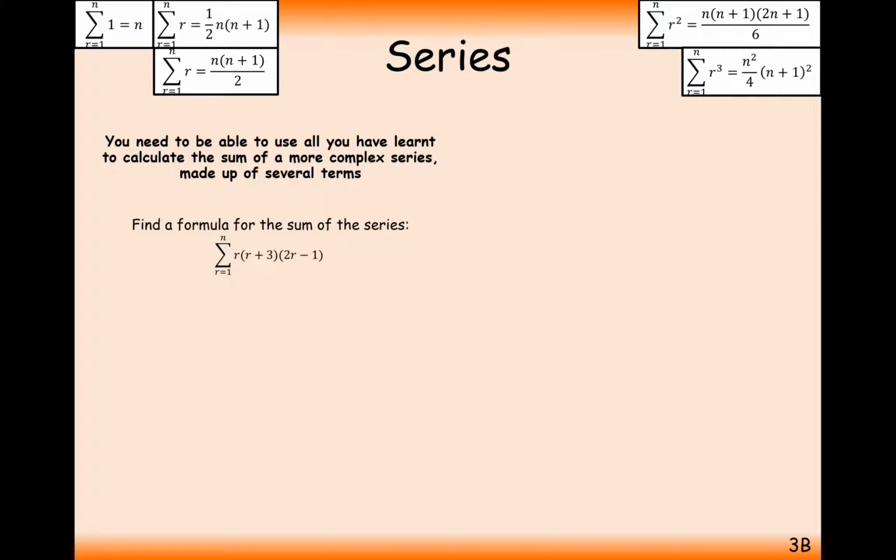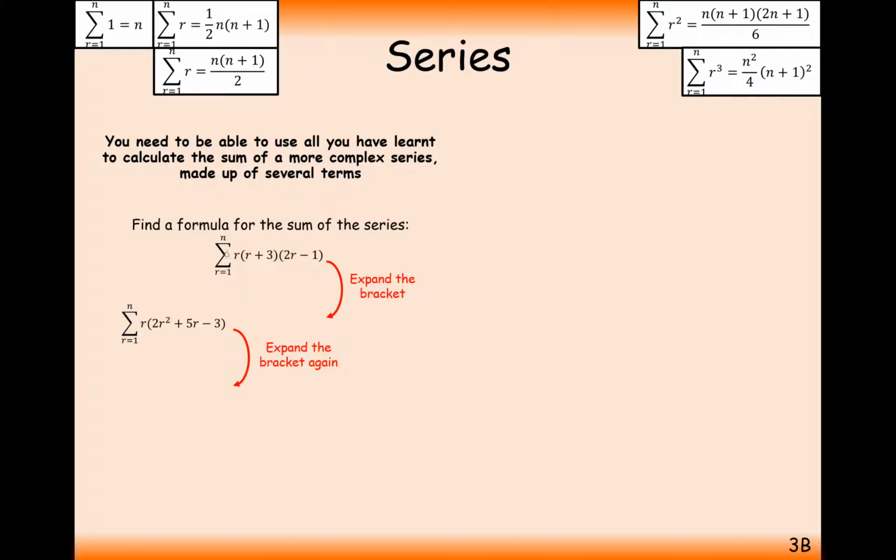Alright, let's have a go at maybe one more that involves a cubed this time. So this time we want to find a formula for this series here. The series involves substituting in a lot of numbers into the expression of r times r plus 3 times 2r minus 1. Now remember, when we're doing these sorts of summations, the first thing we're going to really want to do is split them up.